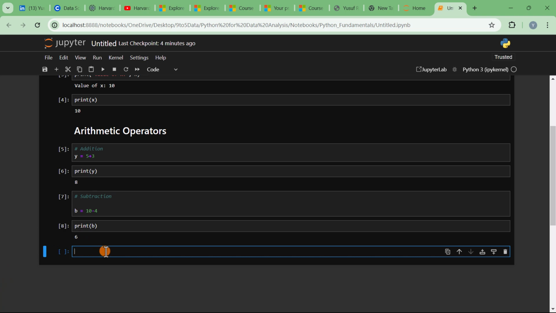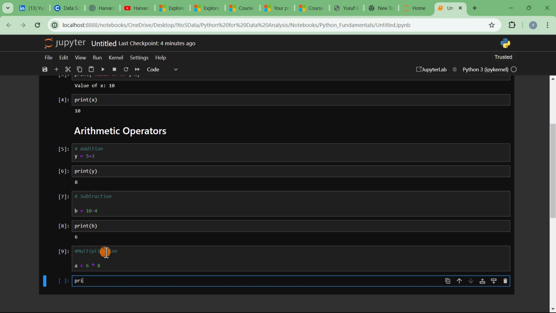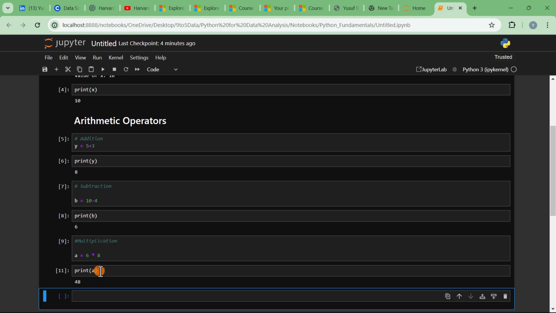Under the arithmetic operators, we have the multiplication. We'll say a equals 6 times 8. The multiplication sign is holding down your shift key and the number 8 on the keyboard, which gives you the multiplication sign, which some people call the asterisk. So 6 asterisk 8, we'll run that and when we print it, we get 48.